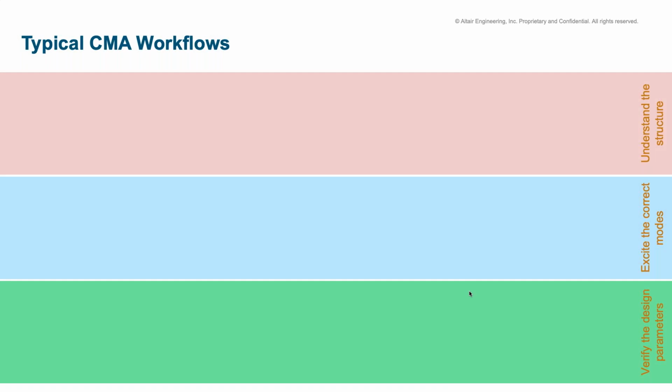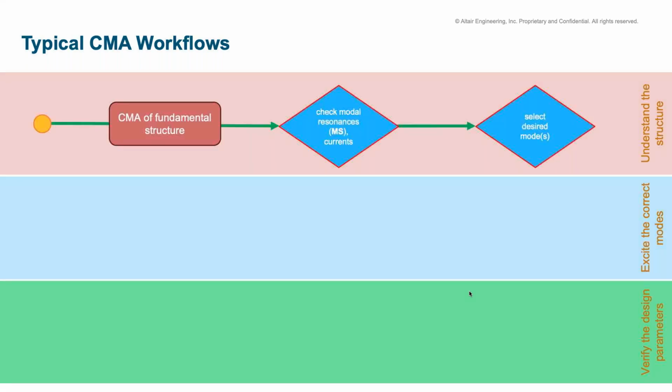So if we start off briefly talking about workflows around characteristic mode analysis, I always like to think of these three different steps. The first being more understanding the structure that we're working with, what kind of modal behavior occurs naturally on the structure at the frequencies that we are interested in. And typically there we're going to be looking at the modal significance and also the modal currents on the structure.